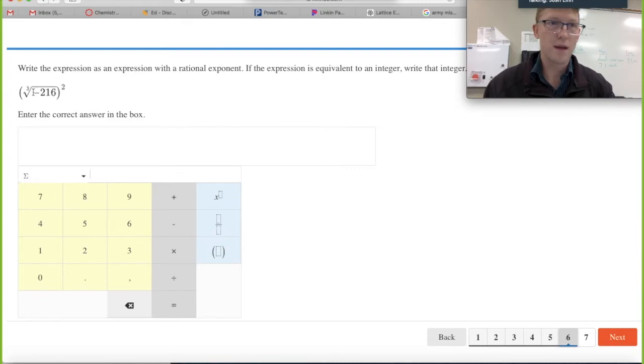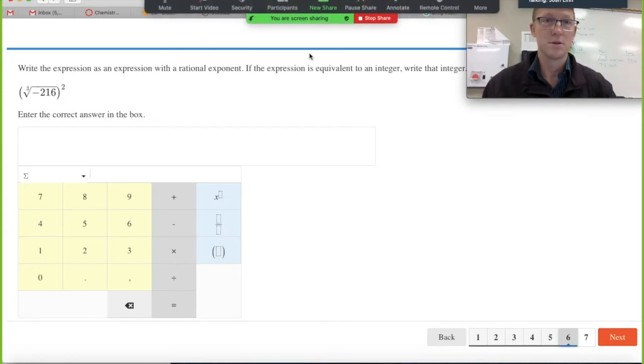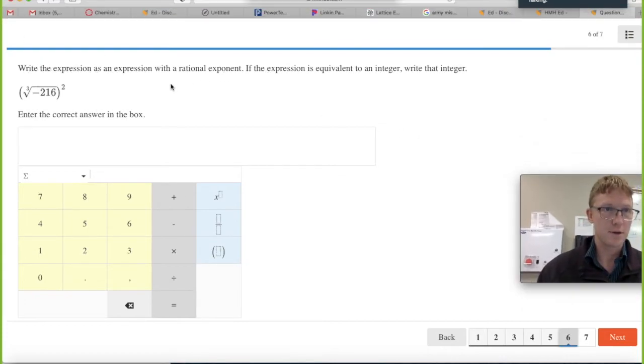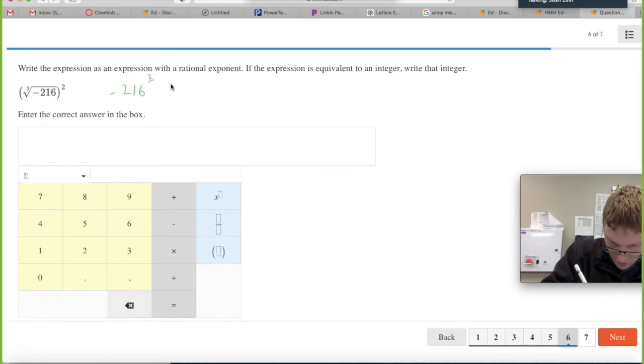Oh no, we have a negative under a square root. But Mr. Lin, it's not a square root. It's a cube root, so you can have a negative under there. Not a problem. Write an expression with a rational exponent, so it's going to be the same thing. So negative 216 raised to the power of 2/3. Remember, this goes on top, this goes on bottom.